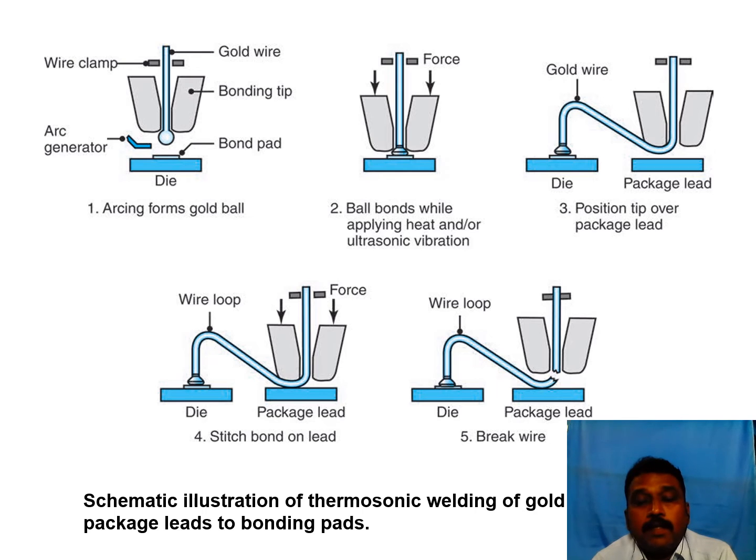Here you can see an illustration of thermosonic welding of gold wires, showing how the gold wire is joined to the die. So how is it formed? An arc is generated, and a gold ball forms. The ball bonds with the die, and then the position tips over to the package lead. That means it is inverted, then a stitch bond is made on the lead, and then the wire is broken. So this is the process. Then we have to break this one. So this is the die and the wire in the form of a loop.